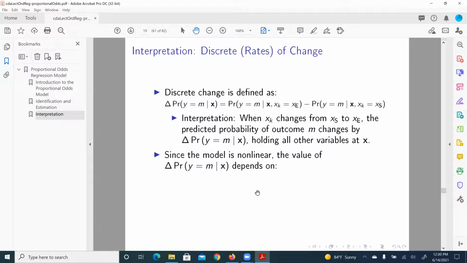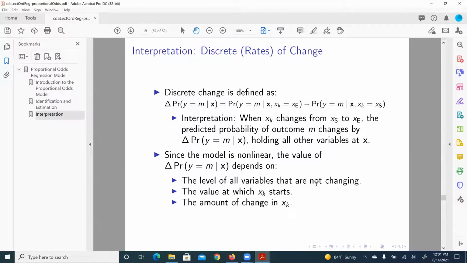And since the model is nonlinear, the value of delta p, that is the difference in the predicted probability, depends on lots of things. First is the level of all variables that are not changing. Second is the value at which xk starts. Then is the amount of change in xk. Of course, it relates to the value at which xk ends.